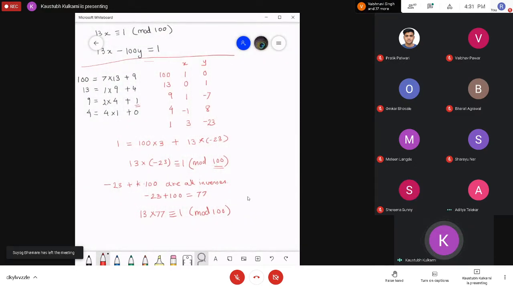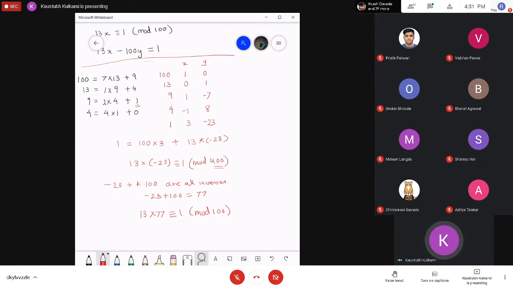Okay, so does anyone else have any doubt? Sir, why did you subtract 23 from 100? No, I did not subtract. Minus 23 is what we get from the extended Euclidean algorithm. Minus 23 is an inverse that we get from the extended Euclidean algorithm. But this is also a perfect answer. Minus 23 is also an answer. It can also be a final answer.